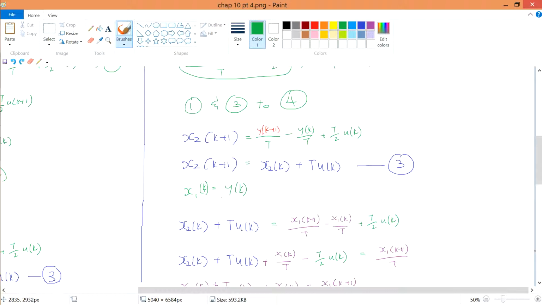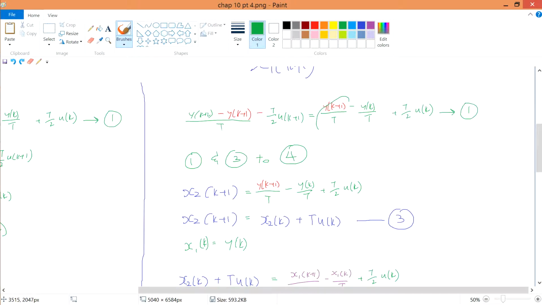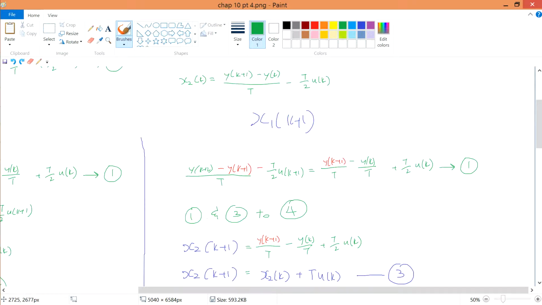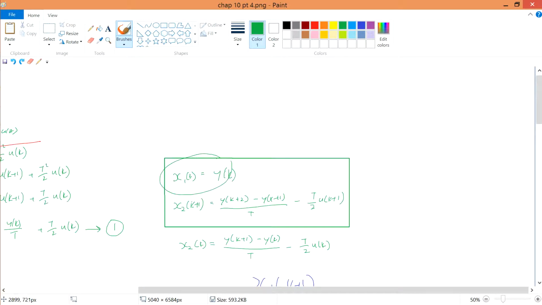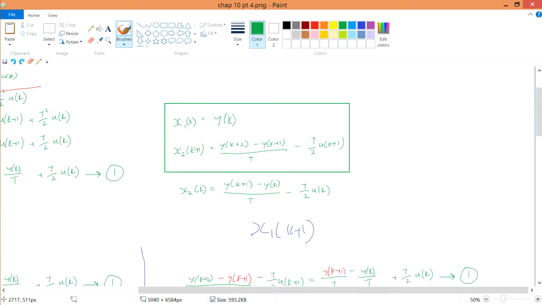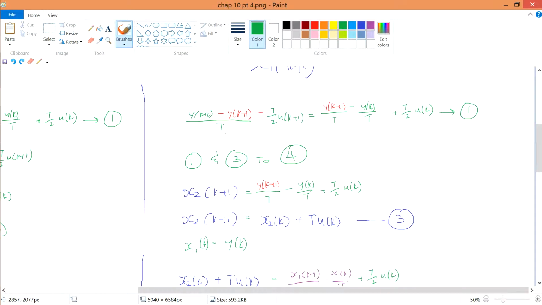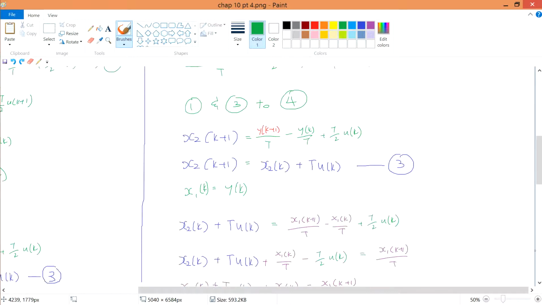That's all. While this part over here, yk plus 1 minus yk, you know that yk is equal to x1k. It is all the way coming back from the given information. We sub in x1 as y. So yk I change to x1k, and yk plus 1 I change to x1k plus 1. It's just simply that. And then the rest are the same.